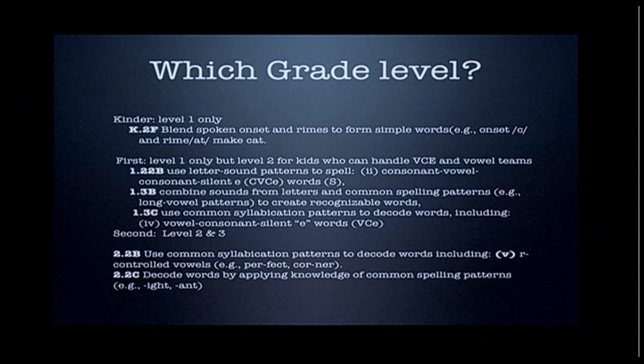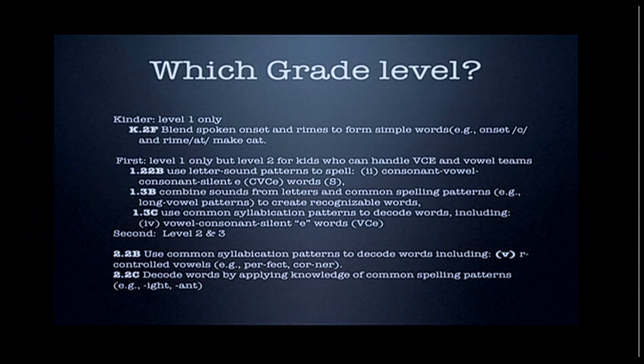So if you decide to purchase this app, just for your information, you'll notice that for kinder, level 1 in this particular app covers the blends, the spoken onset and rhymes to form simple words. And so this will totally cover that if you're in kinder. For first grade, if you go to level 1 and level 2, it covers your letter sound patterns, the consonant, vowel, consonant, silent E, these specific TEKs you can check out.